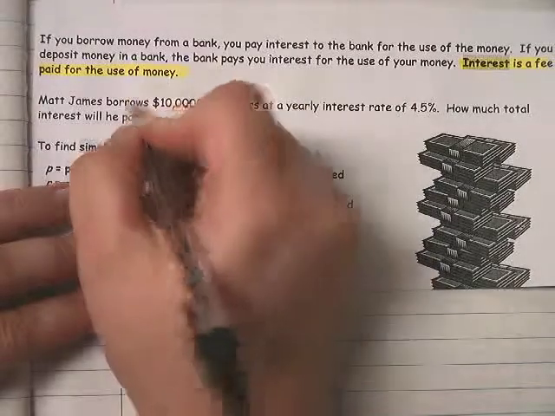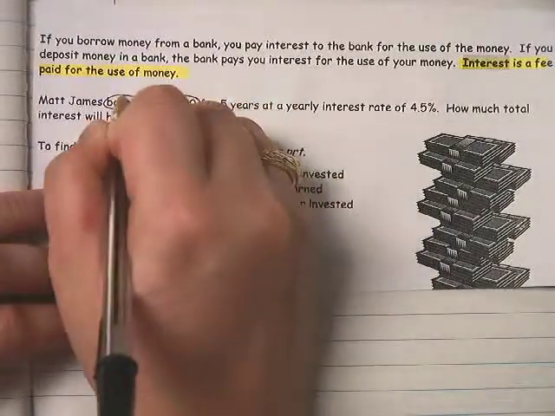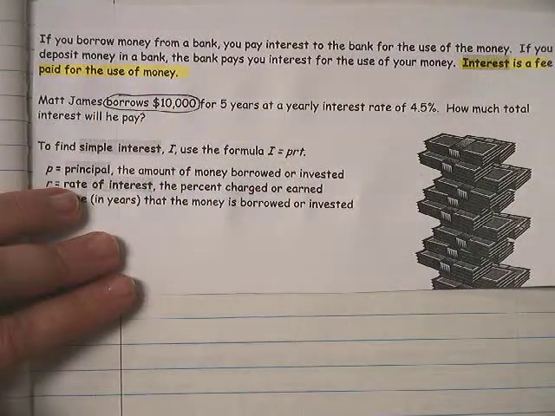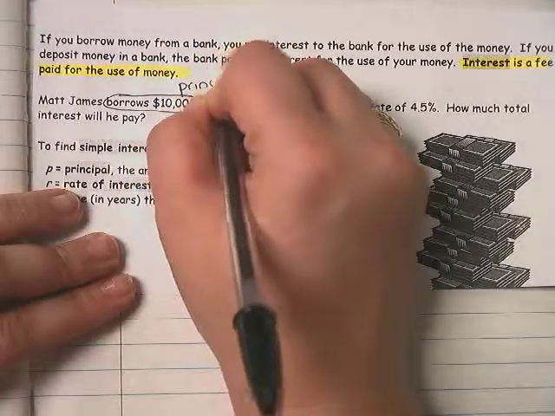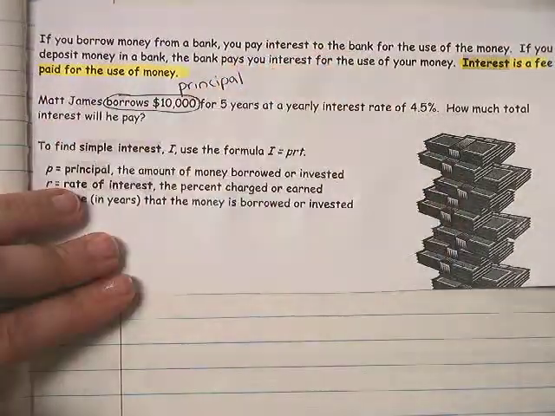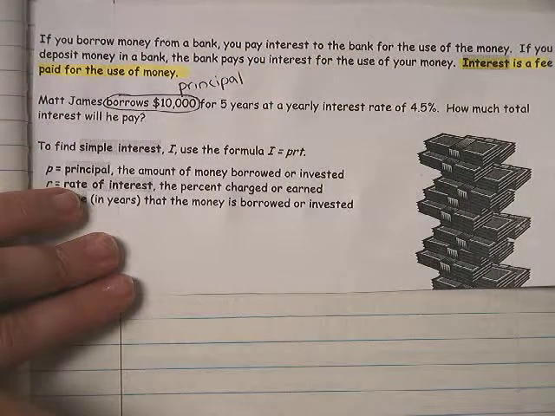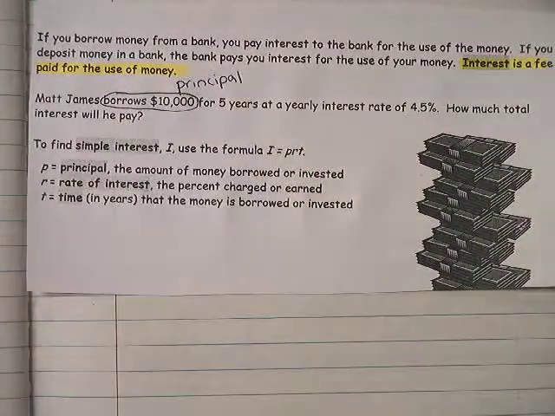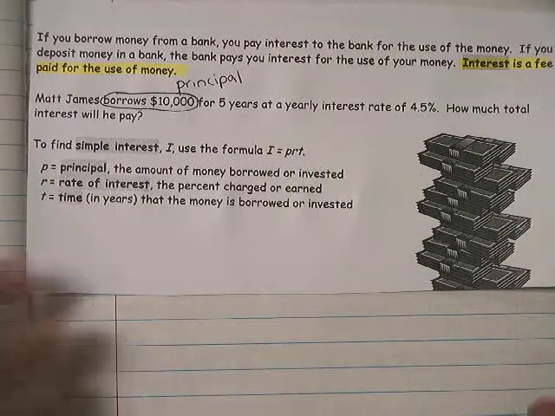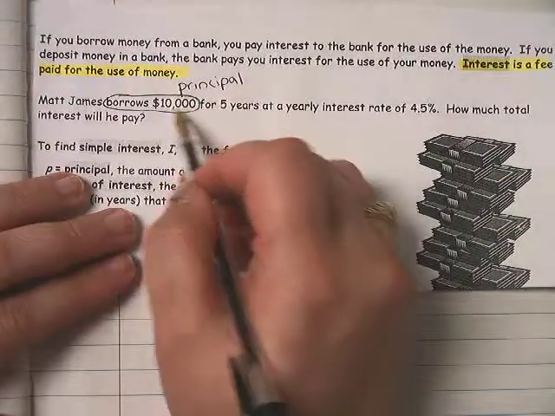So let's look at our problem here. Matt James borrows $10,000. Now this is the amount of money that he needs. This is called principal. Now usually a word problem, if we're talking about in math, doesn't say the principal is whatever. But usually in a word problem it's talking about you going to the bank and borrowing money. You buying a house and you borrowed money. So when you see borrow money, that's going to be your big indicator that you're looking for principal.